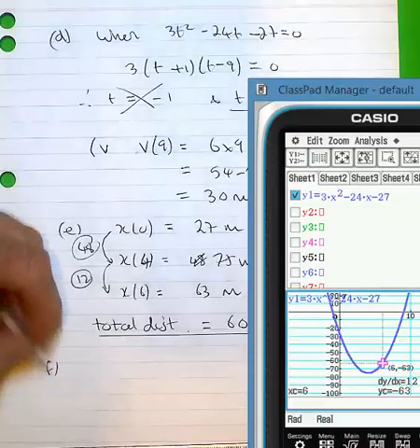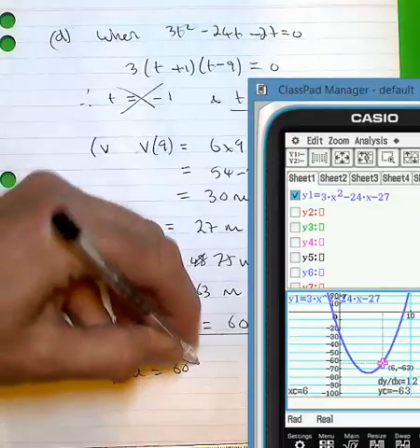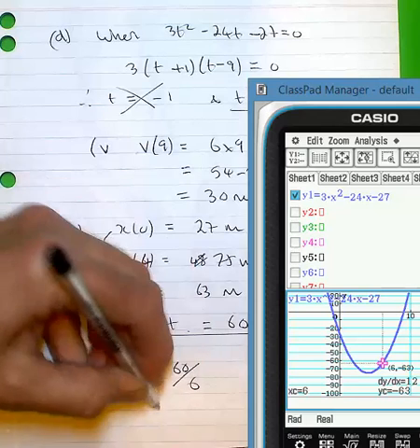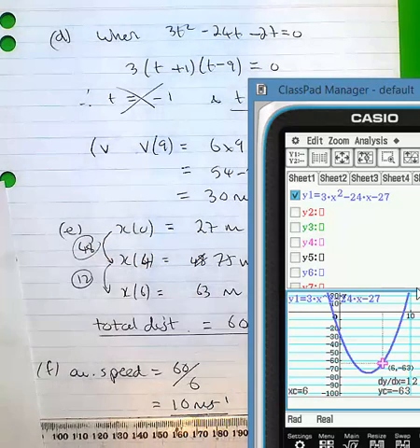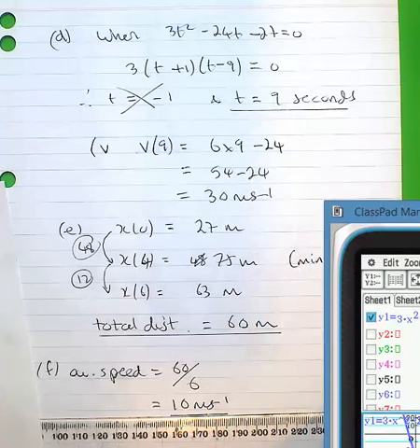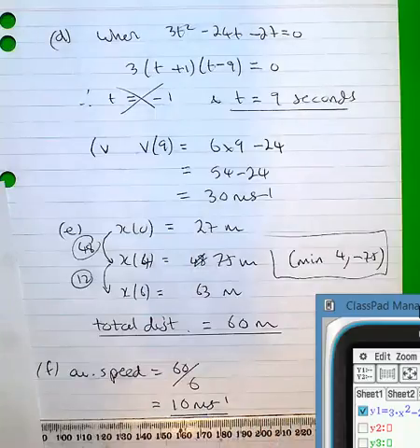Hence, in F, the average speed is equal to 60 over the 6 seconds, or 10 metres per second for the journey we're looking at. So very instructional to have a look at the equation. I've cheated a little bit by locating the minimum at 4, negative 75.